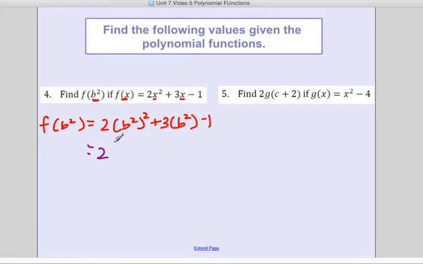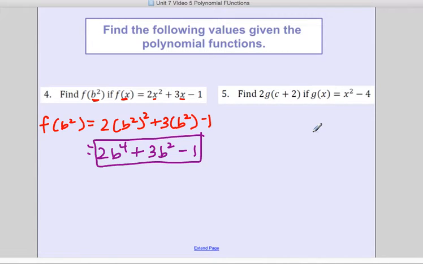So I still have 2, b squared to the 2nd. So remember, I multiply those. So 2 times 2 is 4, so it's b to the 4th. Plus, there's nothing extra, so 3b squared minus 1. So here is f of b squared. Okay. 5 says find 2 times g of c plus 2. So I'm really going to take 2 times g of c plus 2.